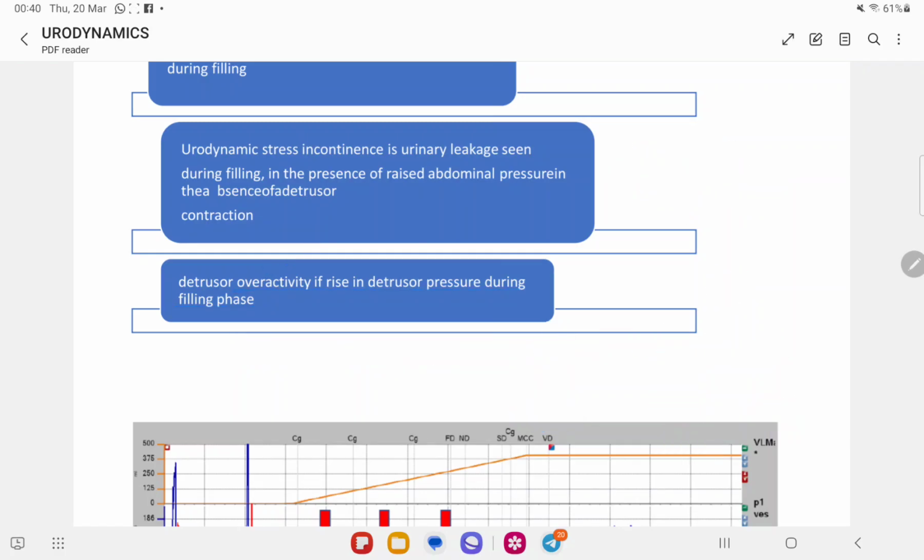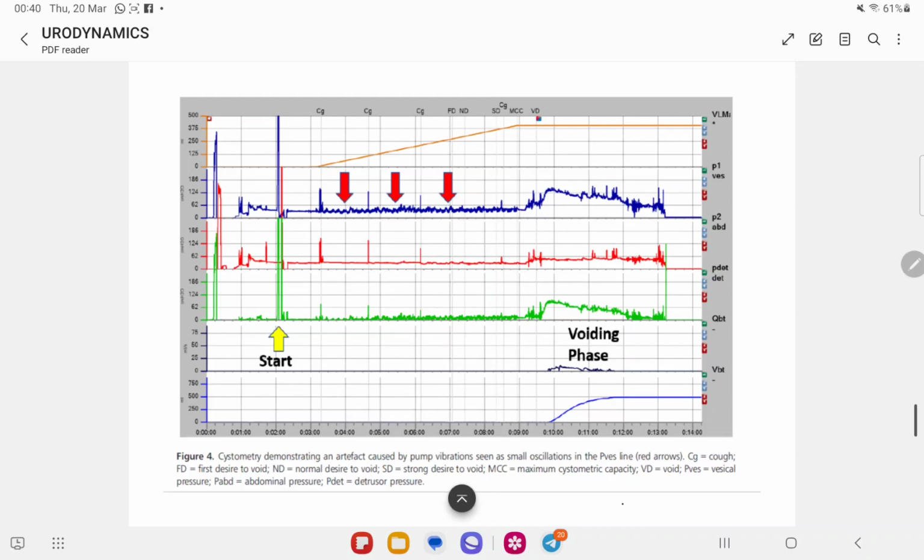Okay. This is the normal graph. Now I will explain to you. This is the filling phase, right? This is the filling phase. These are the pressure in centimeter of water. Can you see? This is the pressure. Not this one, this is not the pressure. This one is the pressure, right? So it is in centimeter of water. This one is the vesical pressure. It will always be the same in all urodynamics, right?